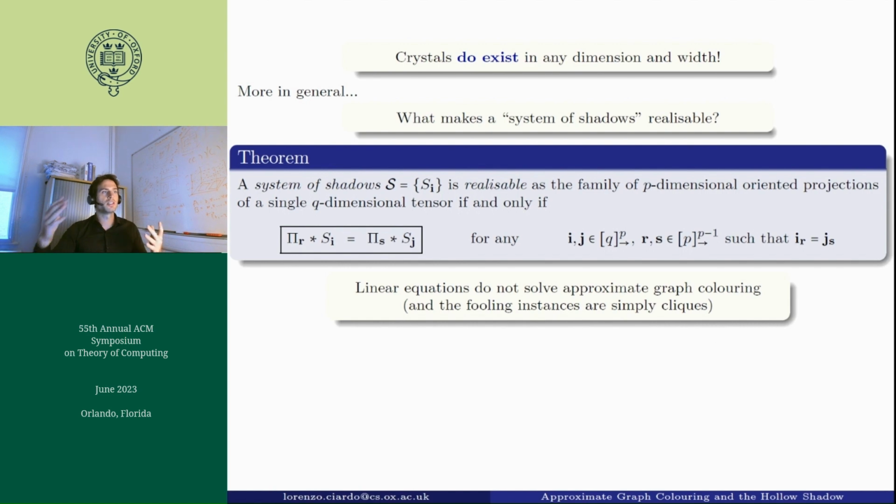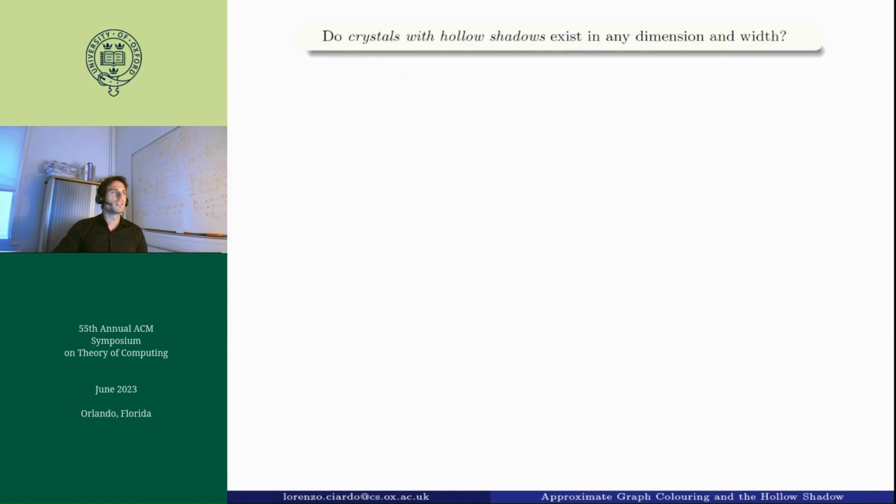And as I said before, this is enough to show that linear equations do not solve approximate graph coloring. And actually, we can take any instance with a big enough chromatic number to be a full instance. So for example, we can be lazy and take cliques. All right, so this is not quite what we want because we want to build crystals with hollow shadows.